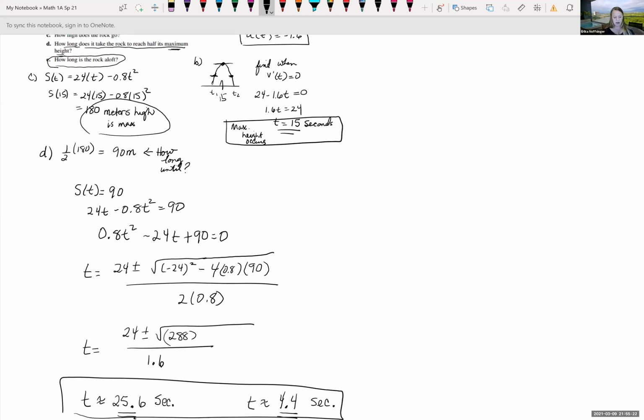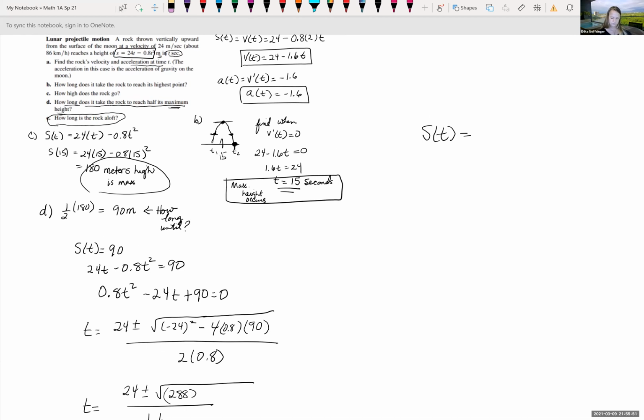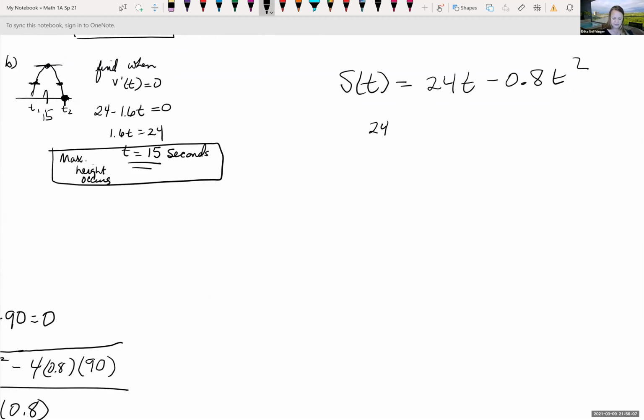The last piece is wanting to know how long was that rock in the air? How long is the rock aloft? And so we need to know how long. We want to know when are we hitting the ground here? What time is that at? And so we need to look at our position function, which we know what it is, s of t, which is 24t minus 0.8t squared. So we want to know, when is this equal to 0? When is it going to hit the ground?